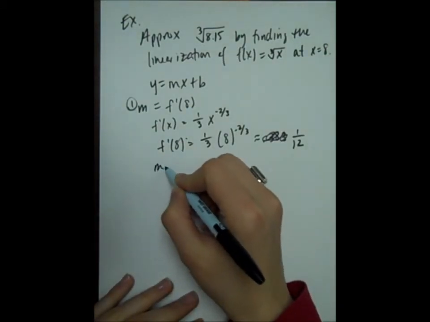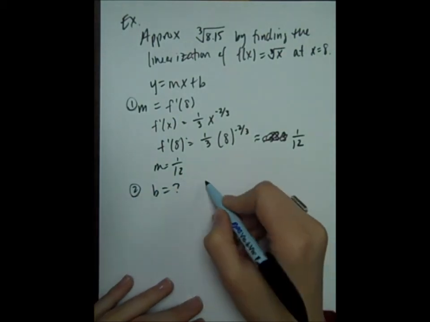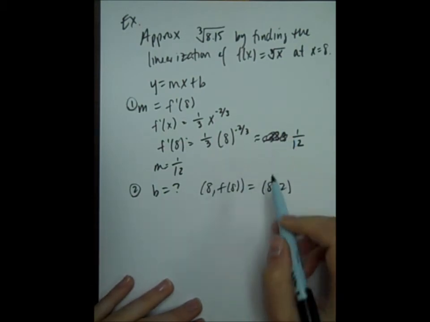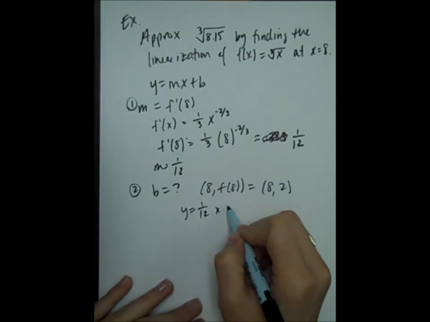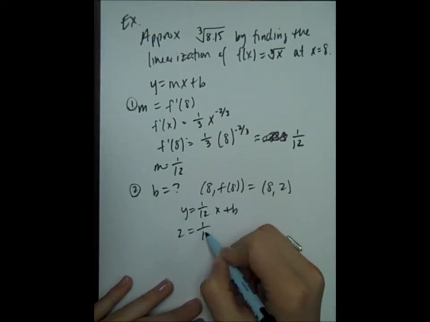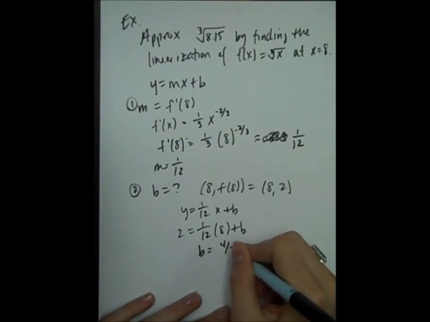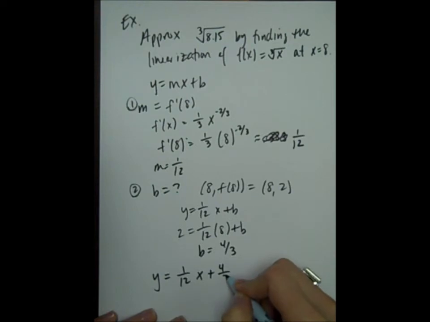Now, I'm going to write that down. Now I need to find b. In order to find b, you're going to use the point (8, f of 8), which is (8, 2), when I plug an 8 into my function. So I'll set up the equation y is 1/12 x plus b, so 2 is 1/12 times 8 plus b. Now I'll solve for b by subtracting the 8/12. So b is 4/3, which tells me that y is 1/12 x plus 4/3.